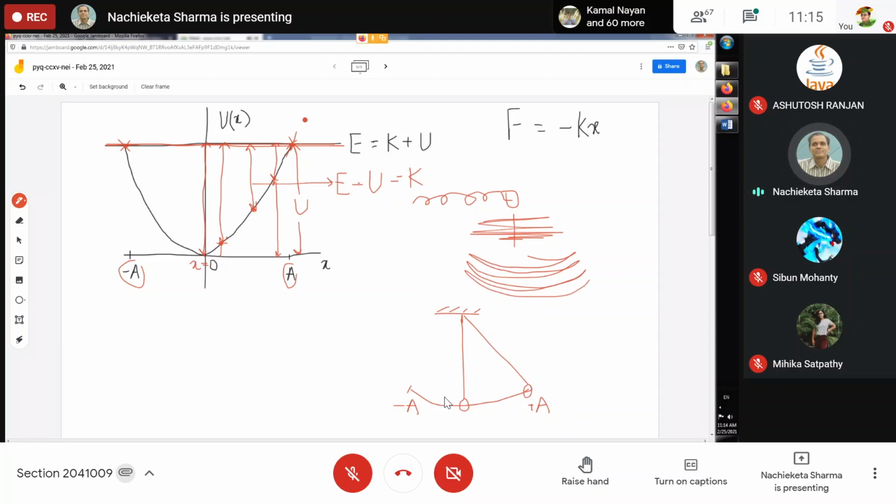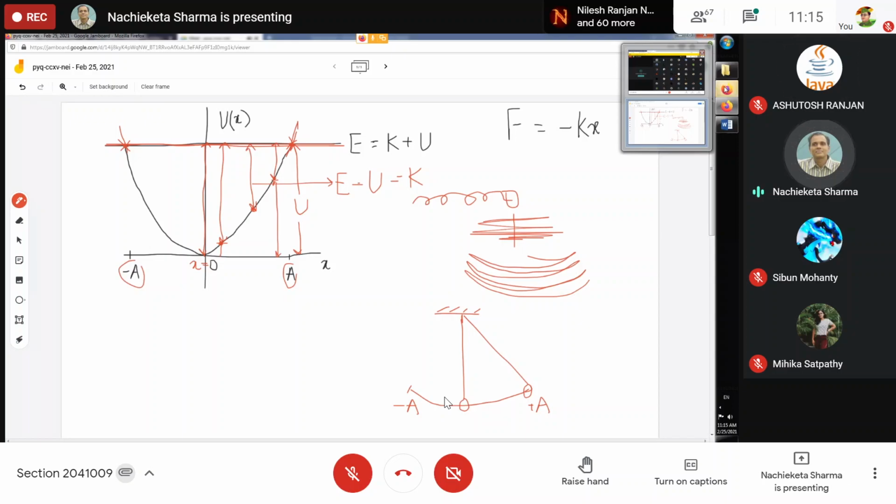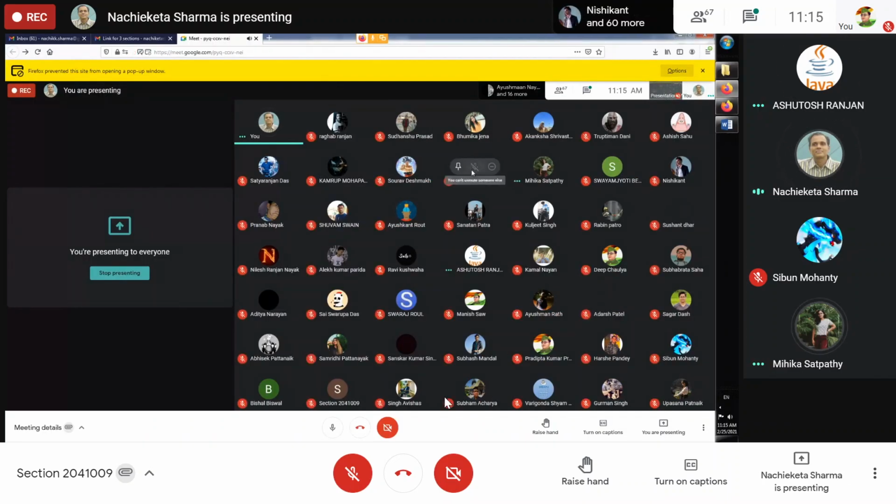Why can it not go up? Anybody who can say why it cannot go up? This potential energy curve has to terminate at these 2 points. I cannot draw the graph like this. It is not possible. Why is this not possible? Because total energy is conserved.